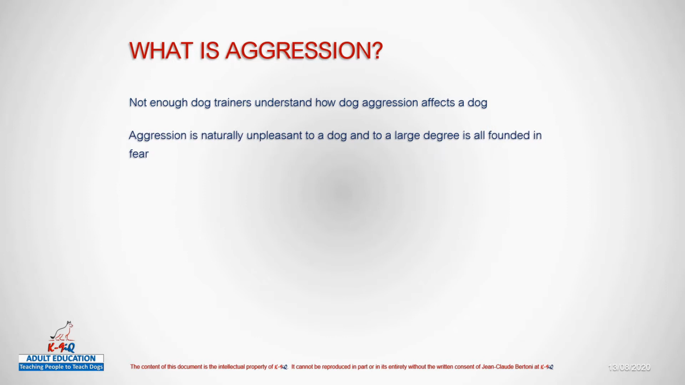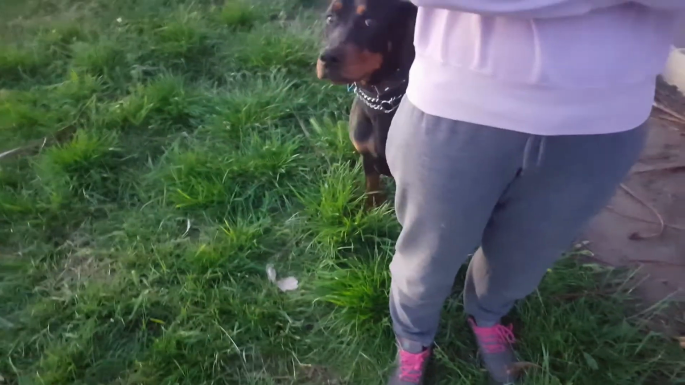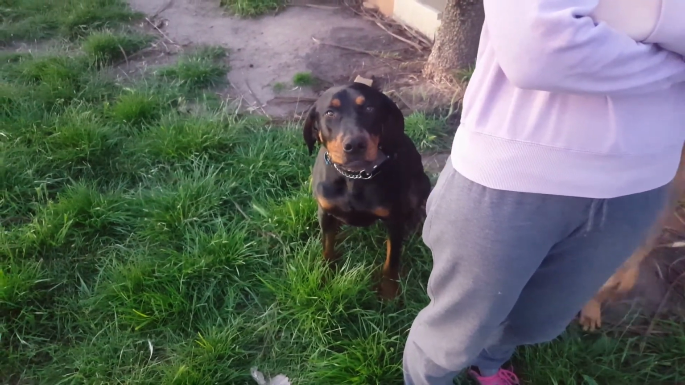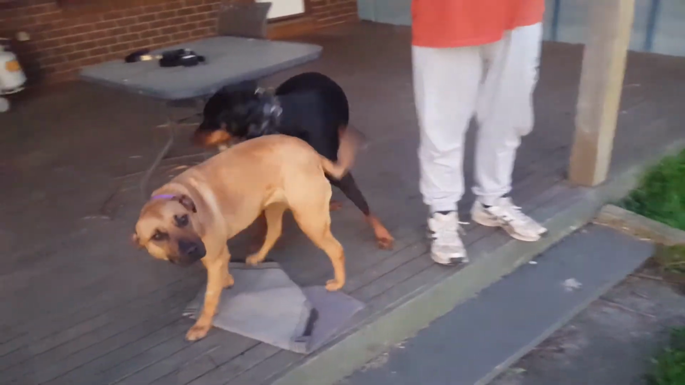Effectively, aggression is naturally unpleasant to a dog, and to a large degree, all aggressive behavior has a foundation in fear. Regardless of how it starts and where it ends up, there's a strong foundation in fear in all types of aggression. And I'll explain what I mean by this. If we talk about the old-fashioned fight or flight, where the dogs either do something to stop you from hurting them or run away because they're feeling intimidated, there is effectively a fear of injury or death attached to it. So the fear element in bringing out the response in the dog is really important.